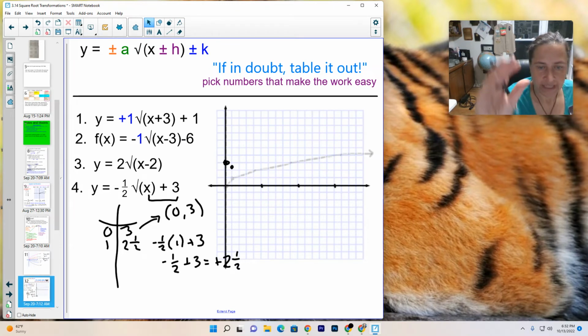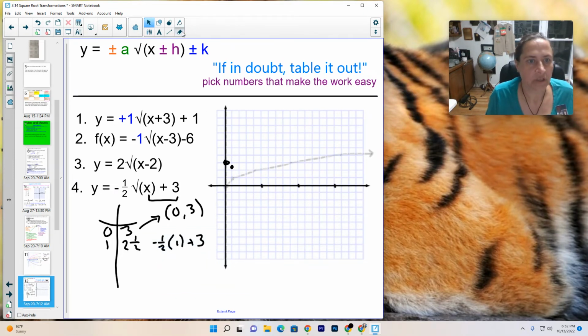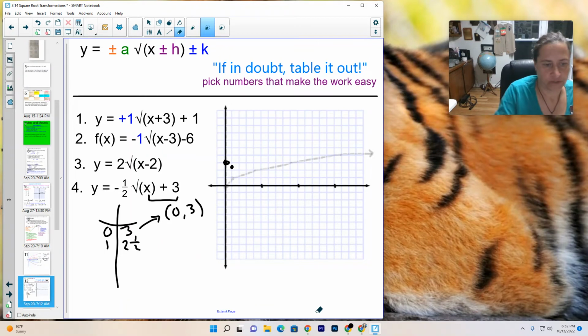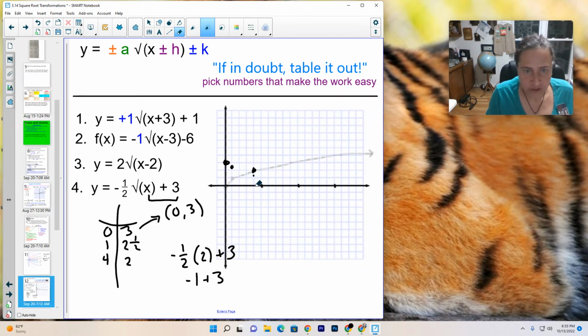Remember, this is going to get squished, right? So let's get rid of that work. Okay, the next one. Let's go to 4. So the square root of 4 is 2. -1/2 times 2 plus 3. -1/2 of 2 is a -1 plus 3 is 2. So over 4, up 2. Oh, sorry. I made a little stray dot there. There you go. Okay. Let's do 9. So we have, get rid of this.